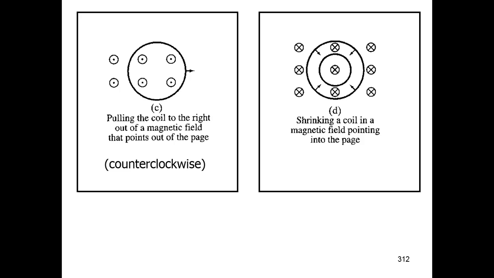Very good. Then you have already reached the answer. The current should be in such a manner that the magnetic field is into the plane of the paper. Yes or no? Yes, sir. So now you apply the right hand thumb rule.